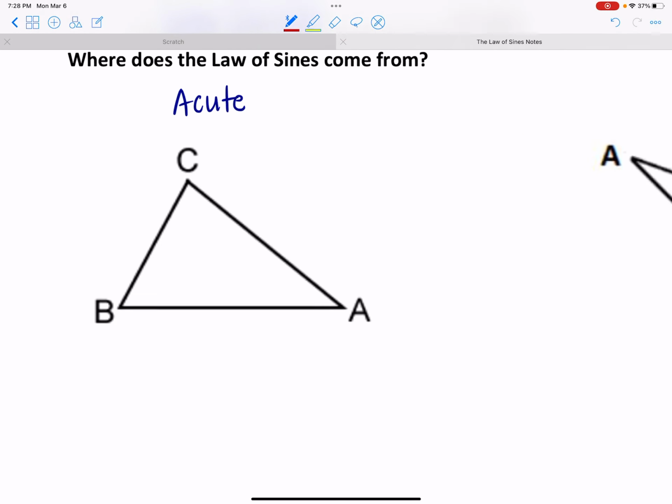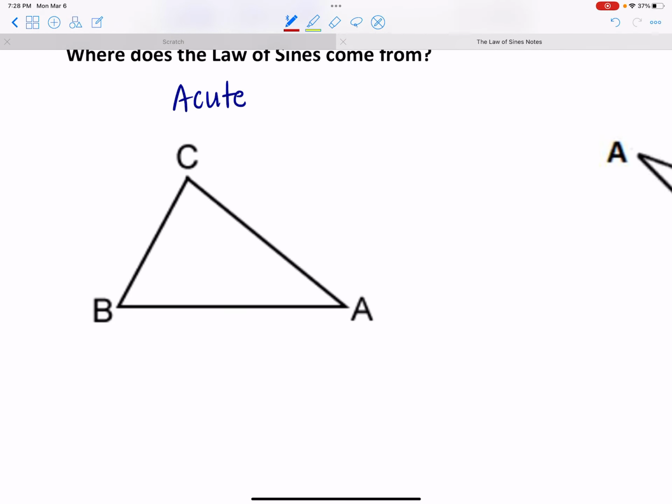So let's focus on this acute triangle for a second. Even though my sides aren't labeled, I know that across from angle A I will have side A, and across from angle C I will have side C, and across from angle B I will have side B. So let me stick those in there.